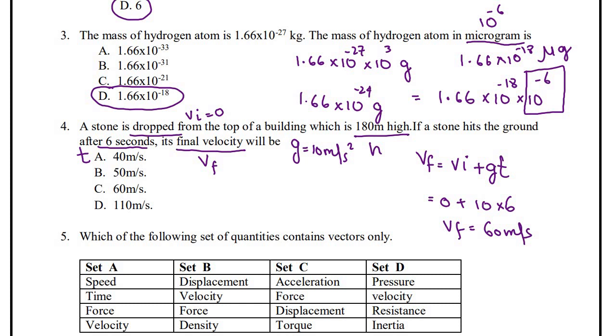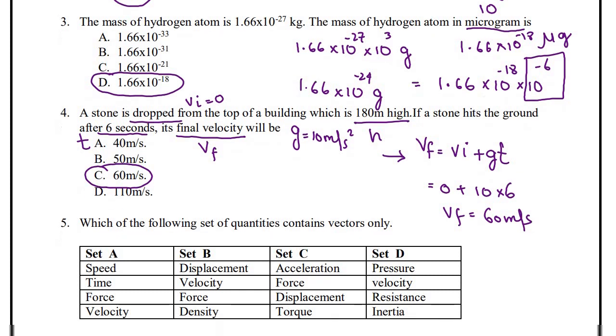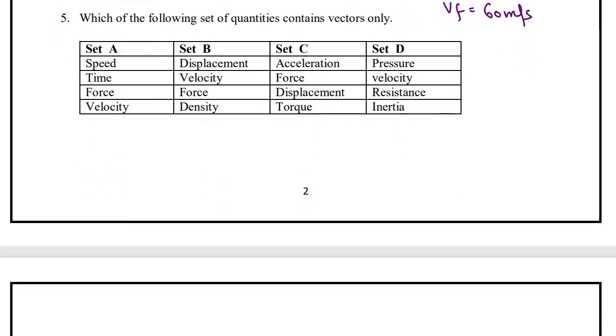So we use the first equation of motion under gravity, Vf equals Vi plus gt. Initial velocity is 0, g is 10 and time is 6. So in this way we can find the final velocity as 60 meters per second. Option C is the right answer.